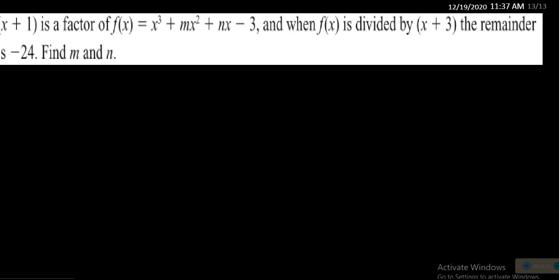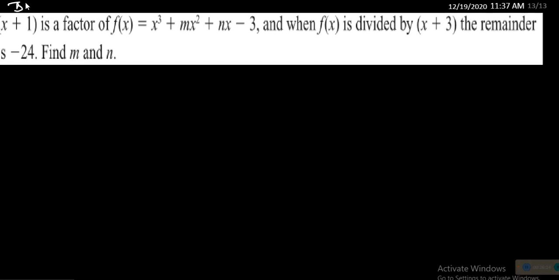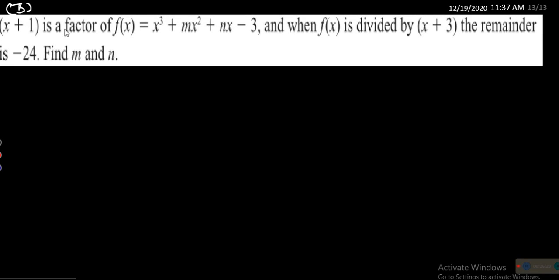Okay, the next example, which is the last example, example 5. So this is example number 5, guys. x plus 1 is a factor of f of x equals x cubed plus mx squared plus nx minus 3. And when f of x is divided by x plus 3, the remainder is minus 24. So find m and n. So now let's write down our expression. f of x equals x cubed plus mx squared plus nx minus 3.